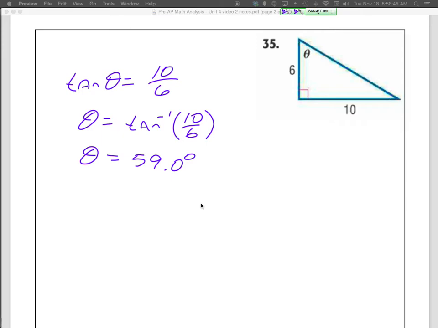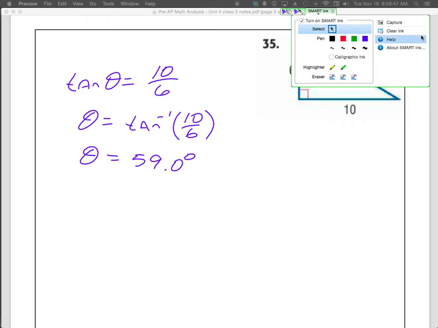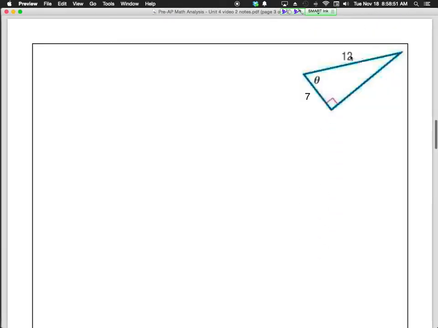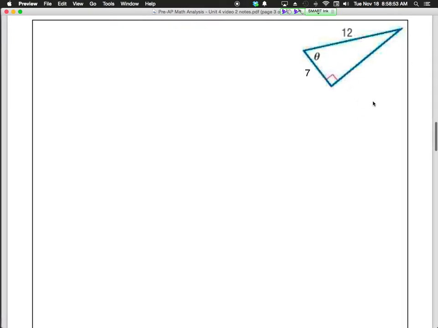All right, let's do one more like this, and then we'll get into solving the triangle. So here's my next one. I've got two sides, 7 and 12. So what do we do first? Find the sides. All right, so what sides am I dealing with? The hypotenuse and adjacent. All right, and that leads into my next decision, which trig function am I going to use?